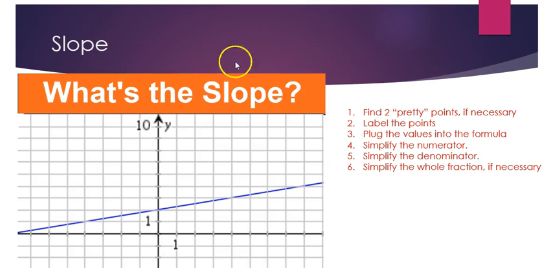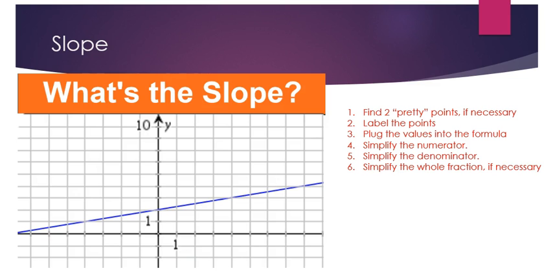All right, so looking at our graph here, how are we going to find the slope? Well, you'll see right over there on the right, I've got all the steps to help you find the slope. It says find 2 pretty points. Okay, so what are pretty points?